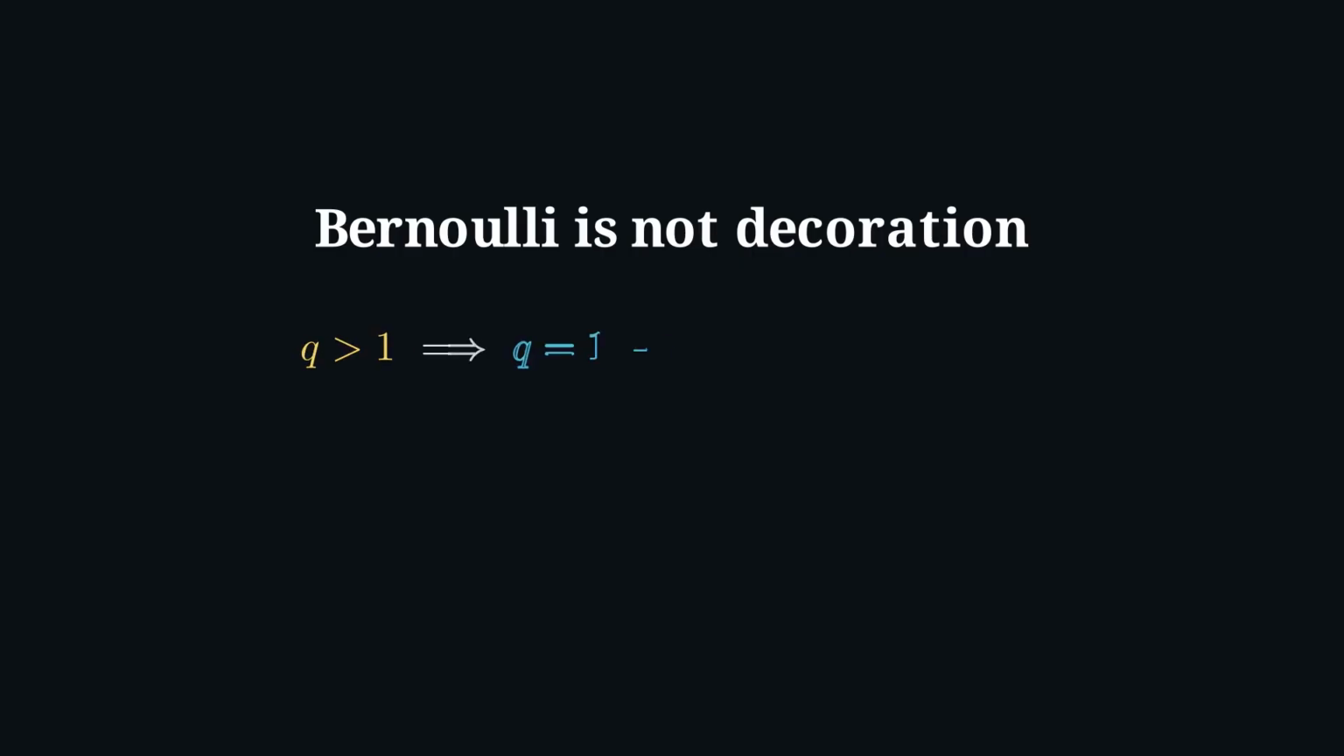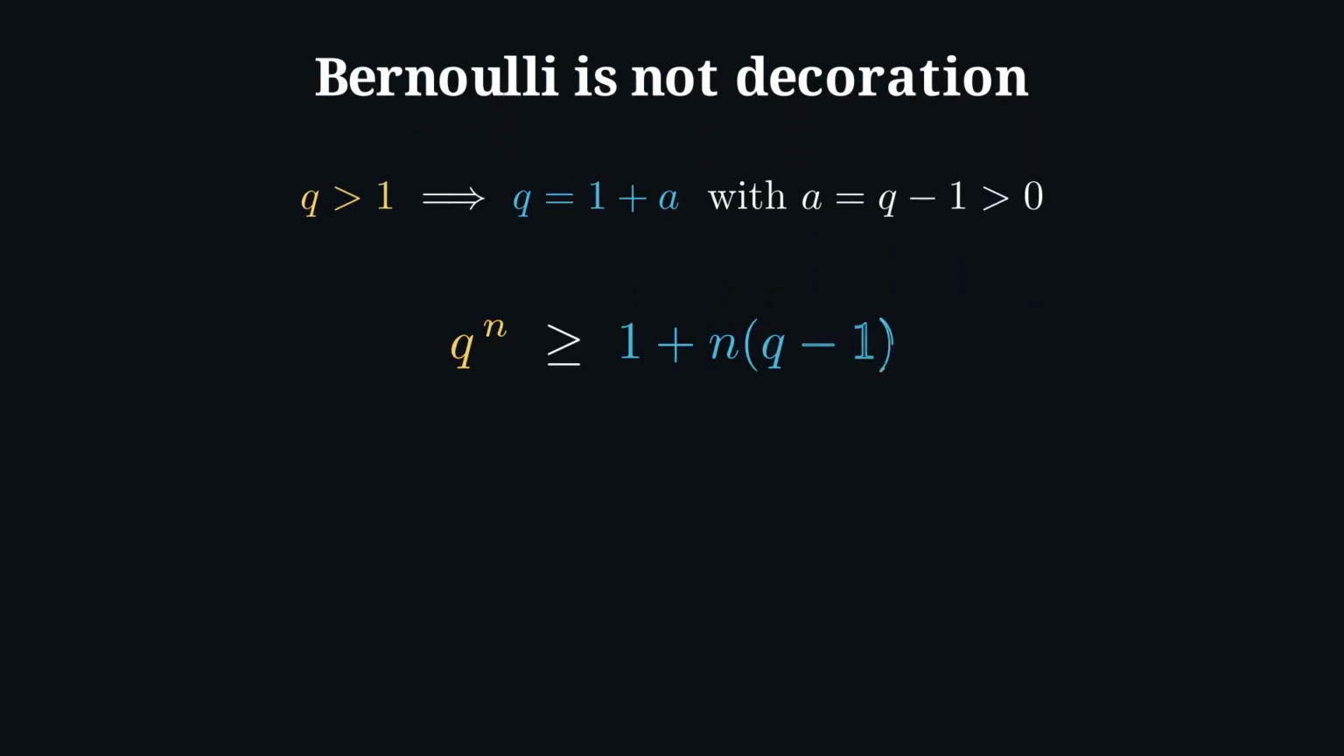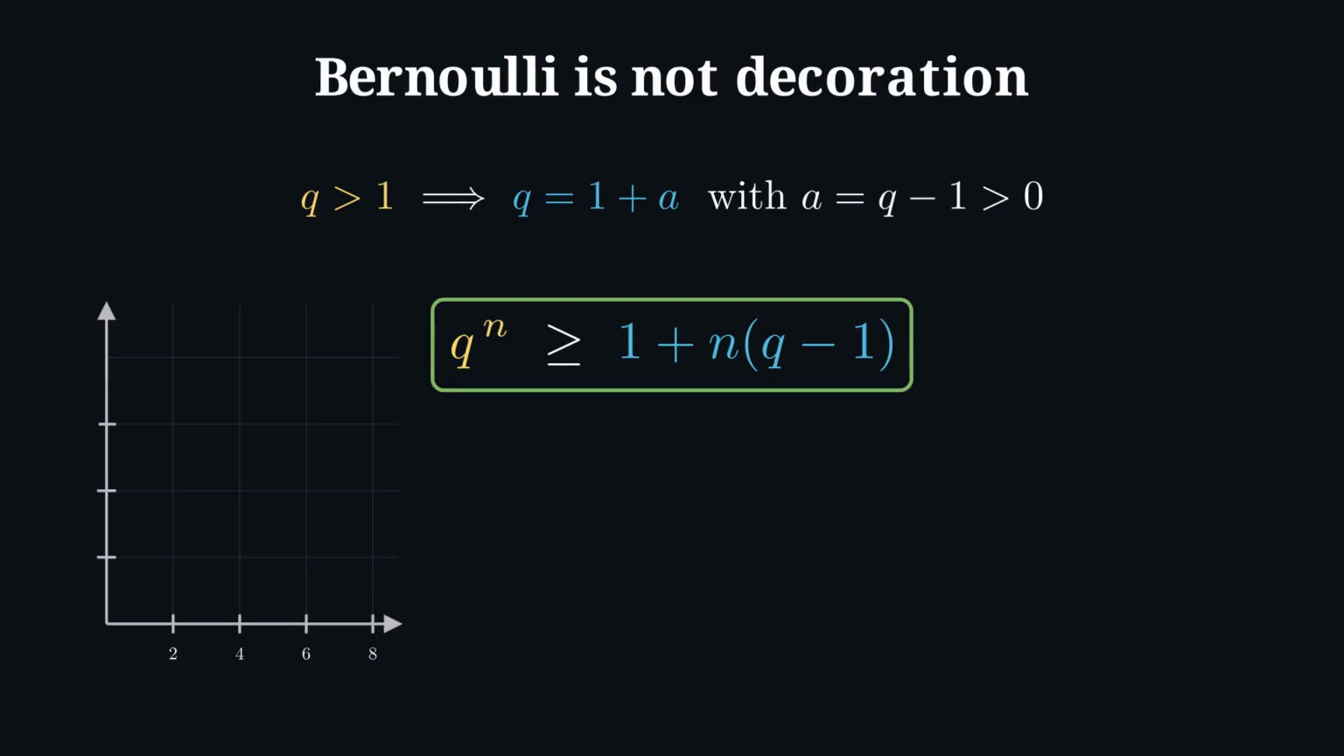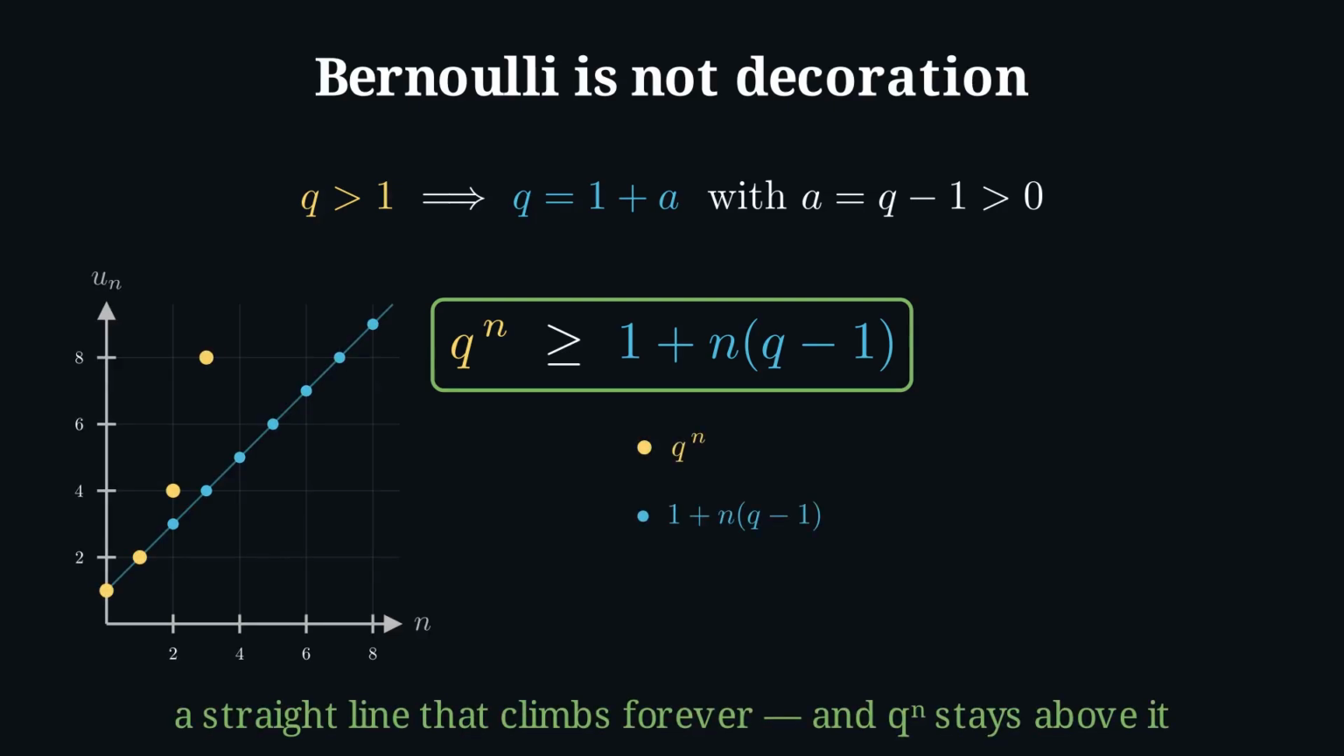Why prove Bernoulli at all? Take any ratio q above 1 and write it as 1 plus a with a equal to q minus 1, a positive number. Bernoulli then pins q to the n above 1 plus n times q minus 1. And look at what that is, a straight line climbing by q minus 1 at every step forever. The powers of q are trapped above a line that never stops rising, so they cannot stay bounded. One inequality, proved by two dominoes, and the growth of every ratio above 1 is settled.